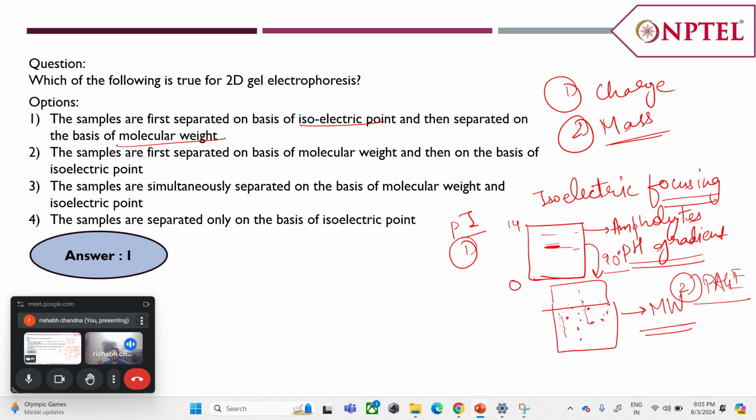So this is called 2D gel electrophoresis because it has two dimensions. First was the charge, on the basis of the isoelectric point, and second was the molecular weight. Okay, so is this explanation clear?